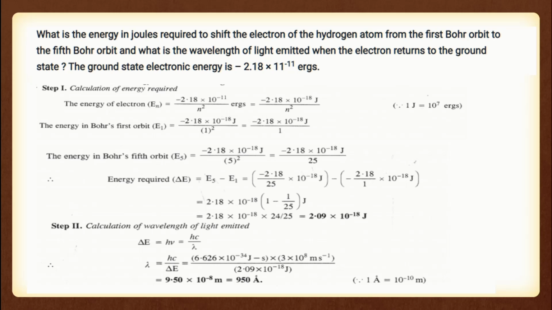For the calculation of wavelength of light emitted, delta E is equal to h nu, which is equal to hc by lambda. Lambda is equal to hc by delta E, which is equal to 6.626 into 10 power minus 34 joule second into 3 into 10 power 8 meter per second by 2.09 into 10 power minus 18 joules, which is equal to 9.50 into 10 power minus 8 meters, which is equal to 950 Angstrom, since 1 Angstrom is equal to 10 power minus 10 meters.